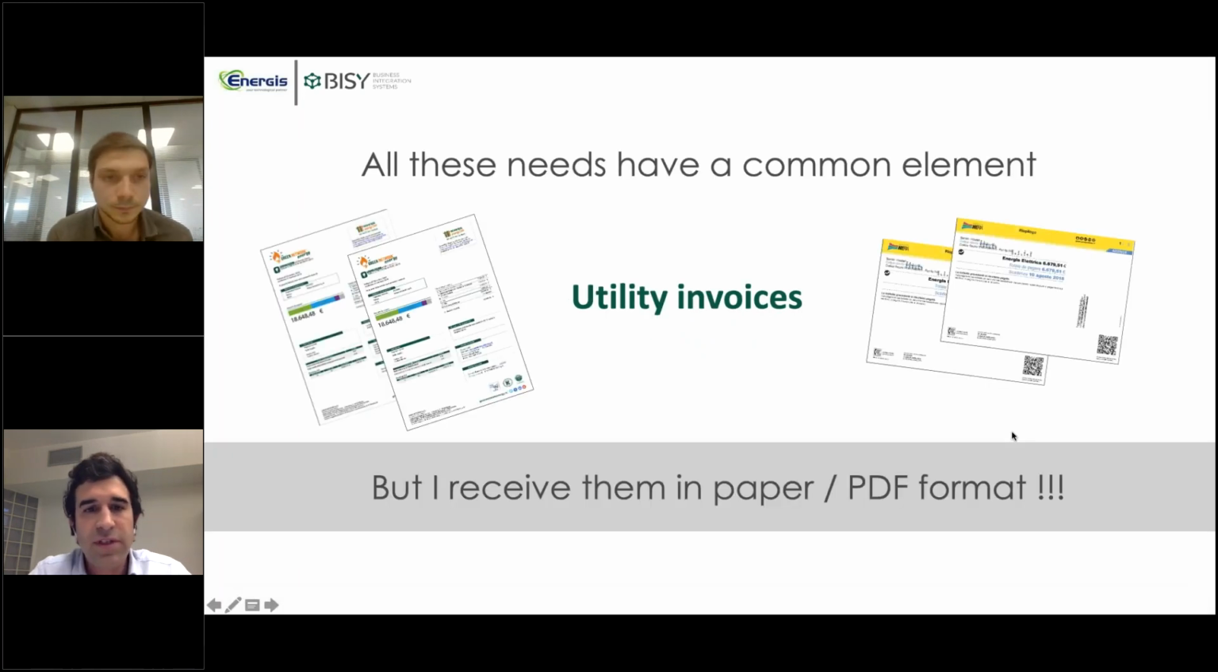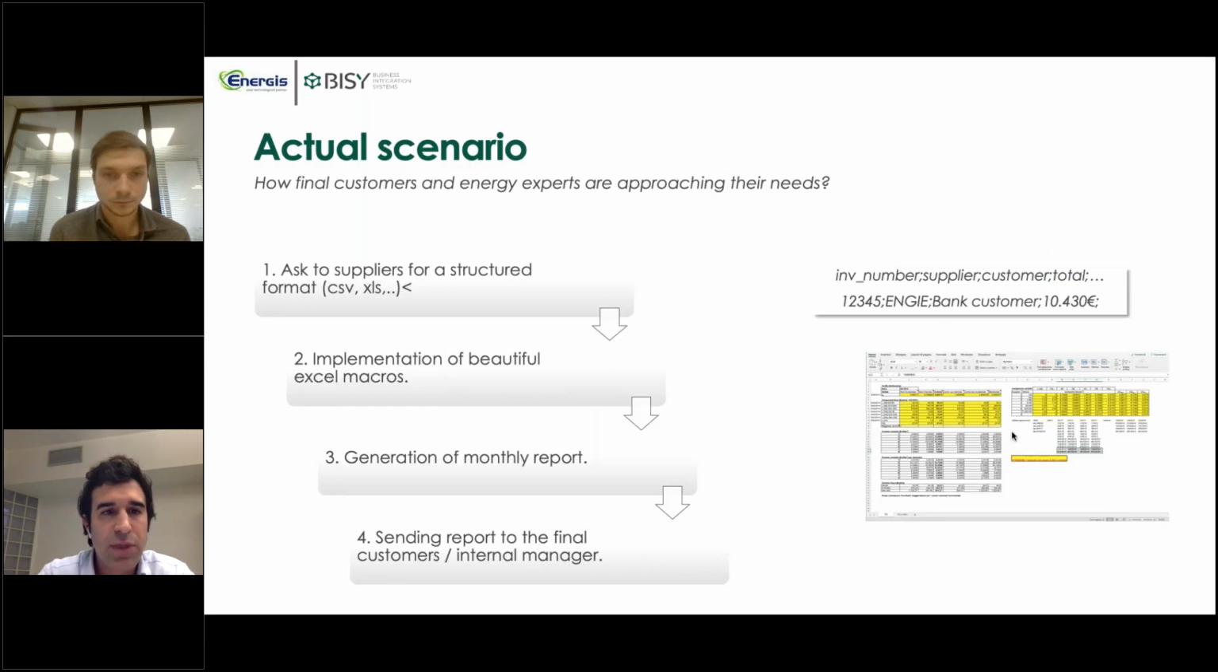Perfect. So all these needs that I have presented to you have a common element: utility invoices. We have to analyze utility invoices, but we have a big problem under this activity, because we receive these invoices in paper or PDF format. So it has a very big cost, as you said before in the last poll. So which is the actual scenario? How do final customers and energy experts now approach their needs?